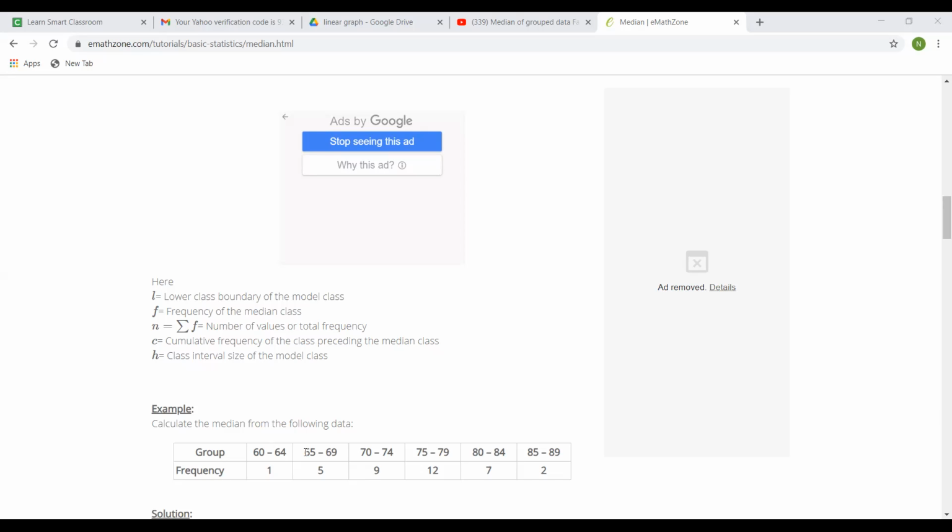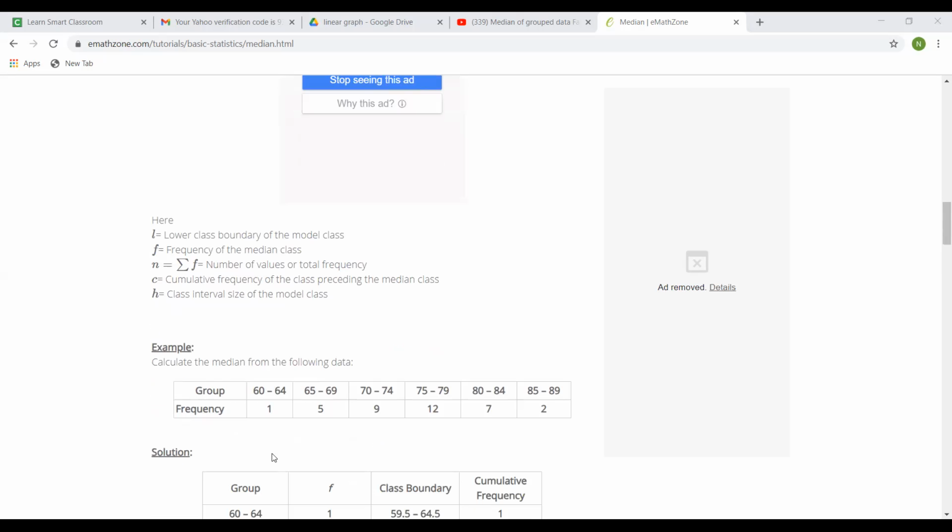The new class starts from 65 to 69, meaning it contains the values 65, 66, 67, 68, 69. The next class starts from 70. There is no continuation. The third class starts from a new value. So if the classes are non-overlapping, the data is called non-continuous grouped data. If there is continuation, for example, 60 to 64 and the next class starts from 64 to 69, then they are continuous.